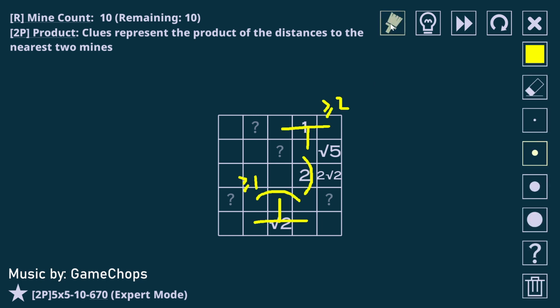Root 5 is just root 5. I'm pretty sure root 5 is 1 times root 5, because 5 is a prime number. Oh my goodness, I can't do this. Alright, so what is root 5? Root 5 is 1 squared plus 2 squared, right? Yes, so that basically means it's a knight's move away.